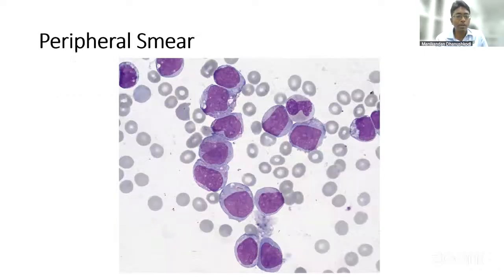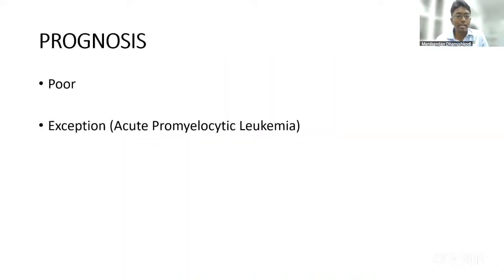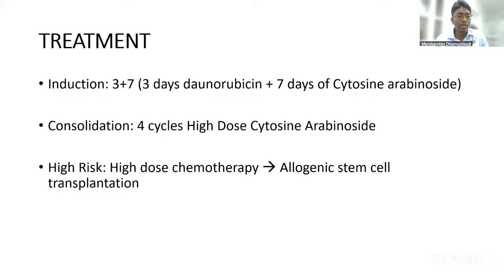So this is a peripheral smear wherein you can see the myeloblasts, which are actually large and have lesser chromatin as compared to the ALL. In general, all AMLs have a poor prognosis. The only exception is acute promyelocytic leukemia.